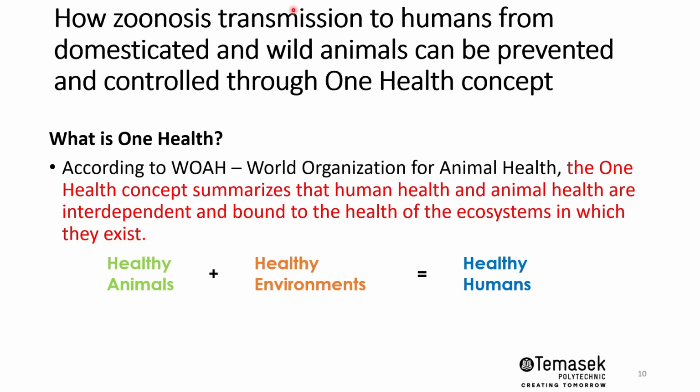So you can see that the One Health concept consists of these three overlapping areas. Any changes made in any of these areas will impact each other, and it happens continuously. Yeah?